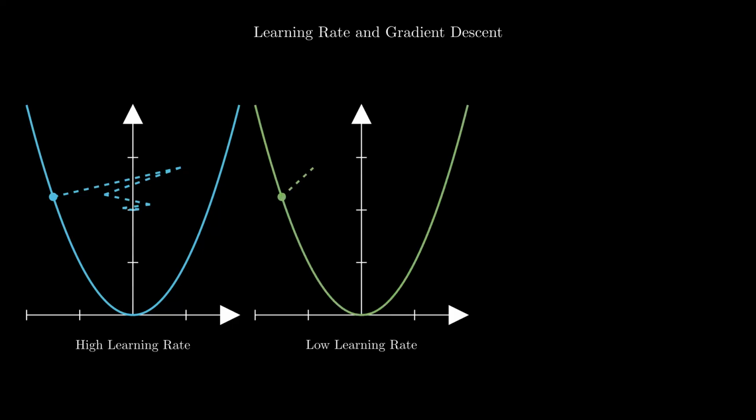Now, observe the right graph. With a low learning rate, the steps are much smaller and more controlled. While this ensures convergence, the process is significantly slower. Let's compare these two behaviors side by side. Notice how the high learning rate oscillates wildly, while the low learning rate converges steadily, but slowly. The learning rate is a balancing act. Too high and you risk instability. Too low and the process becomes inefficient. Finding the right learning rate is key to effective optimization in machine learning.